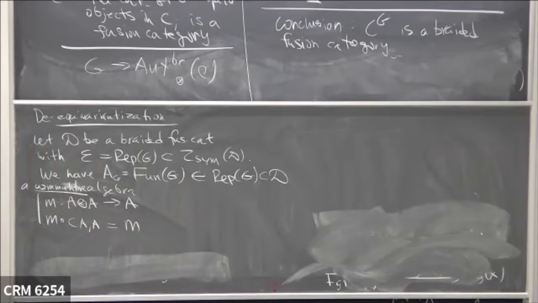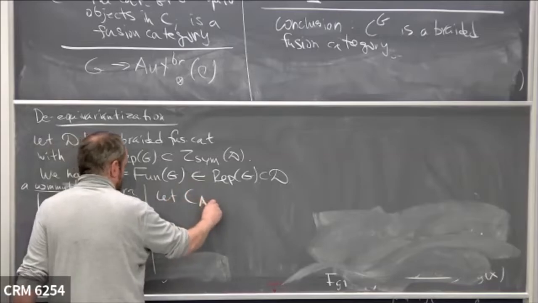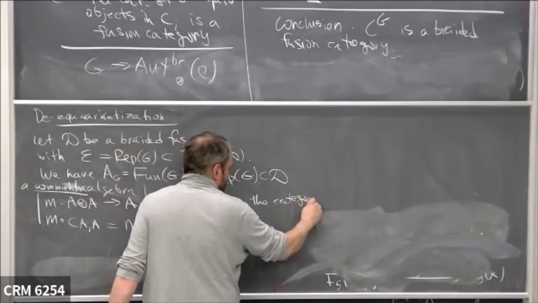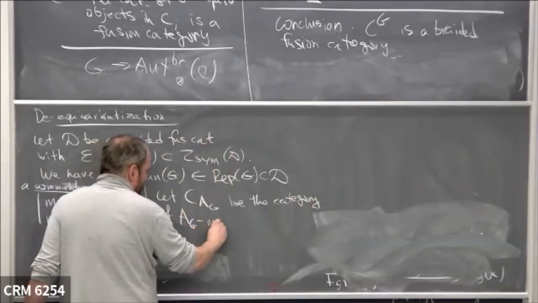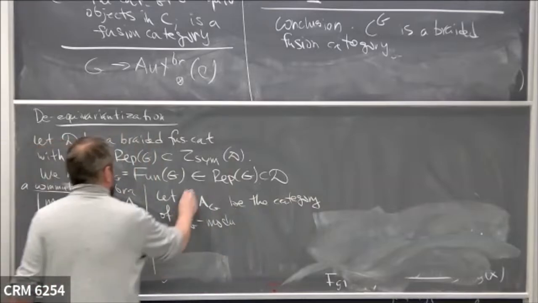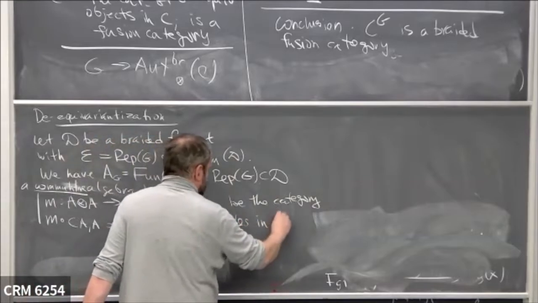So yes, it's a commutative algebra. And so what can we do with an algebra? Well, we can take modules over it, right? So then let D sub AG be the category of AG modules, of A modules in D.